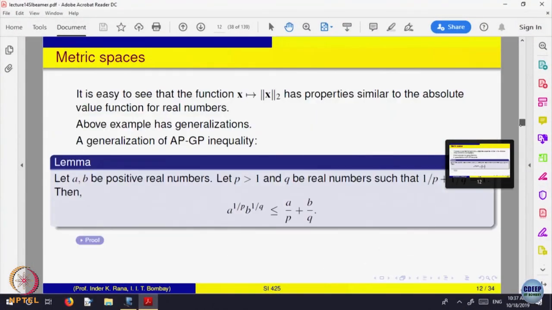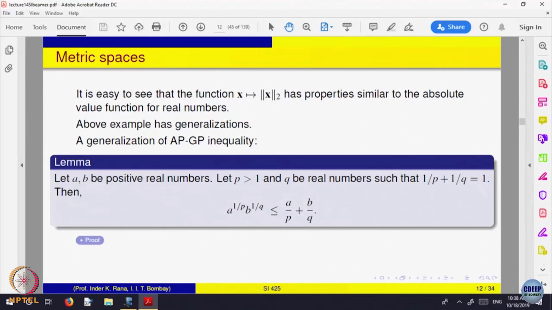Okay. So, here is the statement: if a and b are positive real numbers and p is bigger than 1 and q is a number such that 1 over p plus 1 over q is equal to 1, then a raised to power 1 over p into b raised to power 1 over q, that is the geometric mean, is less than a by p plus b by q. That is the right hand side, the arithmetic mean. If p is equal to 2, q is equal to 2. So, it is a generalization of that once you want to go beyond powers of 2. One can prove it very easily. So, probably I think I'll go through the proof of this, and then using this, one proves Holder's inequality.